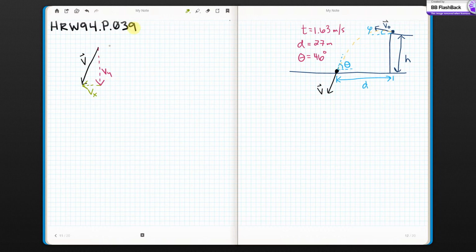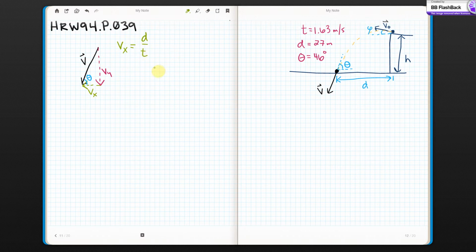Okay, and I know this angle right here. I know that angle is theta. I don't know this, I don't know this. It looks like I don't know anything, but I actually do know one thing. I know Vx. I know Vx because I know how far it went, and I know how much time that took. And a velocity that is constant I can find with distance over time.